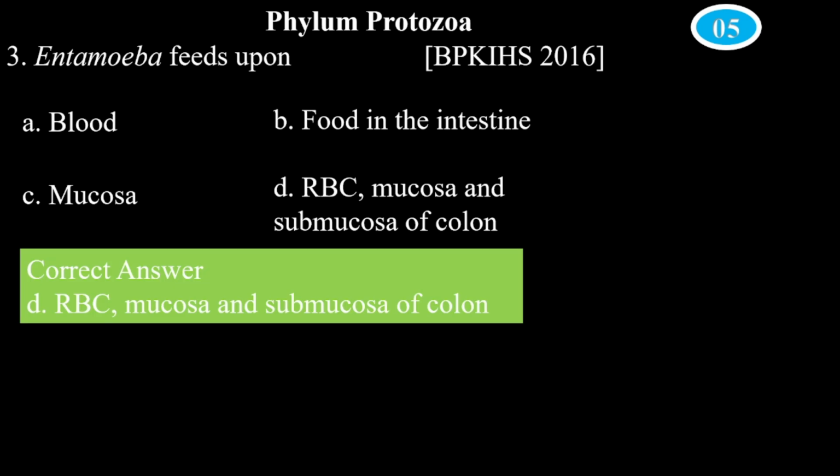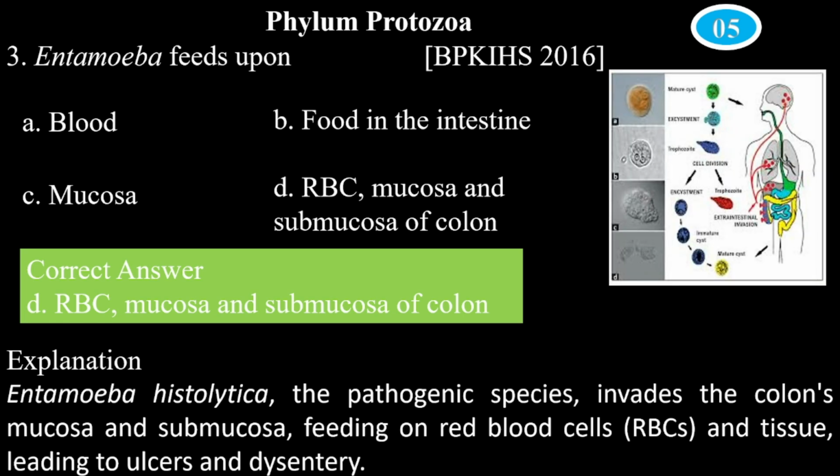Here the right answer is option D. RBC, mucosa, and submucosa of colon. The reason is that Entamoeba histolytica, the pathogenic species, invades the colon's mucosa and submucosa, feeding on red blood cells and tissues, leading to ulcers and dysentery.